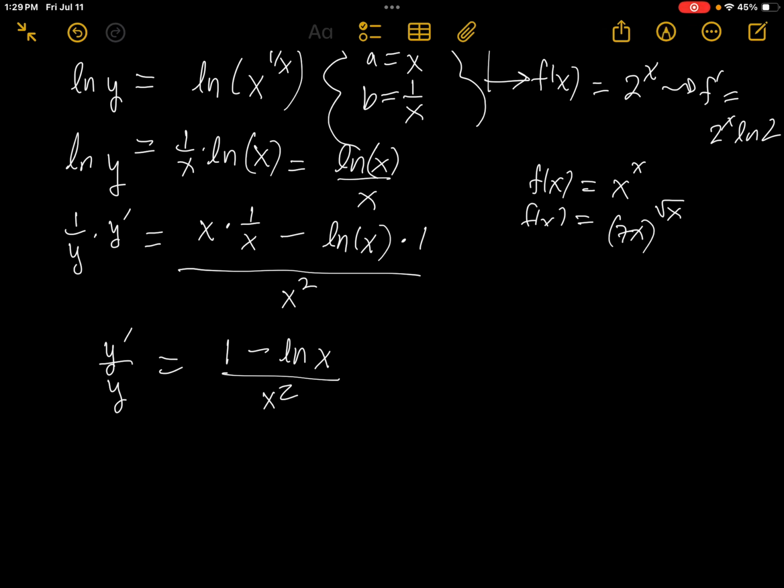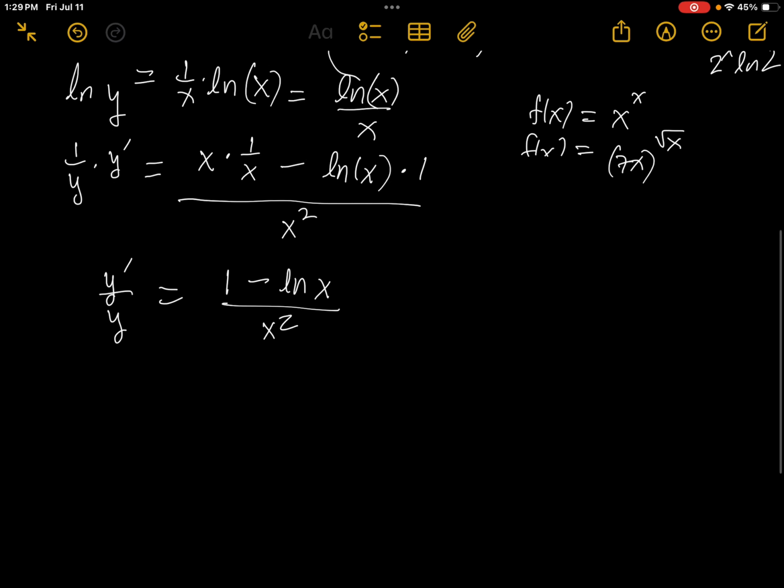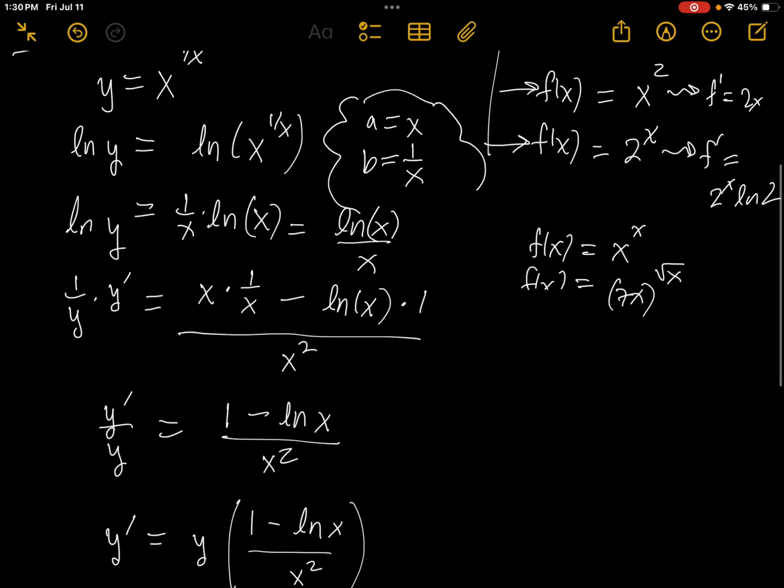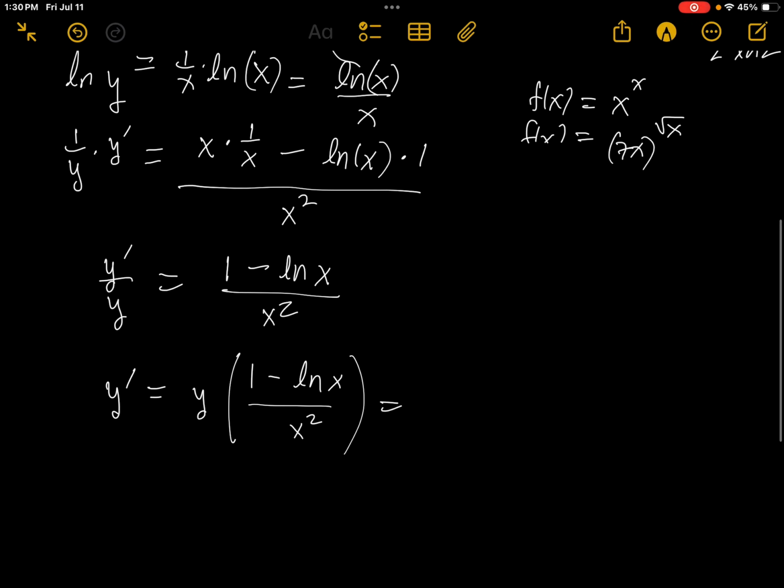And now do you see what I can do to solve for y prime? I can multiply both sides by y. So I multiply both sides by y, I get y prime is equal to y times (1 minus ln of x) over x squared. Now don't leave it like that, because your answer should be all in terms of x. Can we get everything in terms of x? Yes, because in the problem you're told what y is equal to. It's x to the 1 over x power. So the answer is, okay, we're basically done, because it's just x to the 1 over x power times (1 minus ln of x) over x squared, and that's the answer. That's y prime.